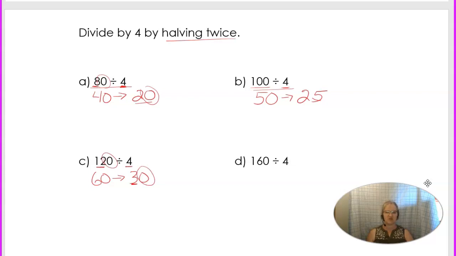160 divided by 4? Well, half of 160 is 80. Half of 80 is 40. And we know that 4 times 4 is 16. Put the 0 on the end, and we have 40.